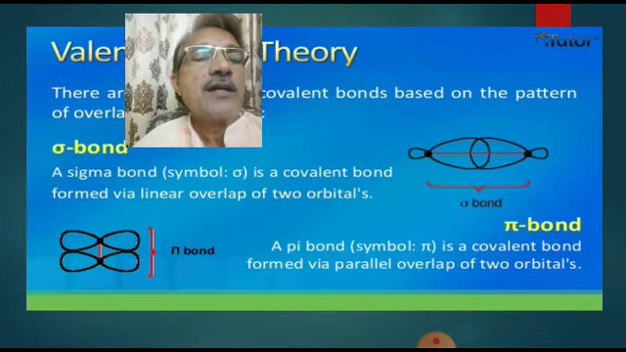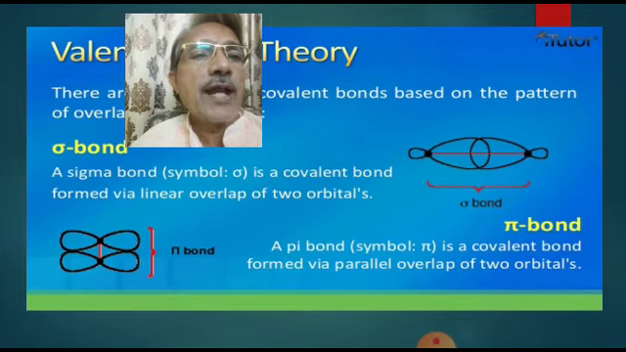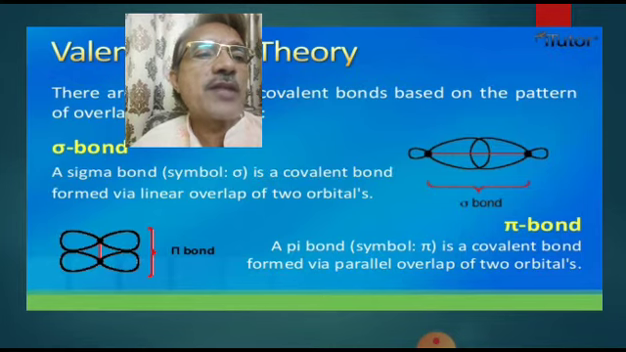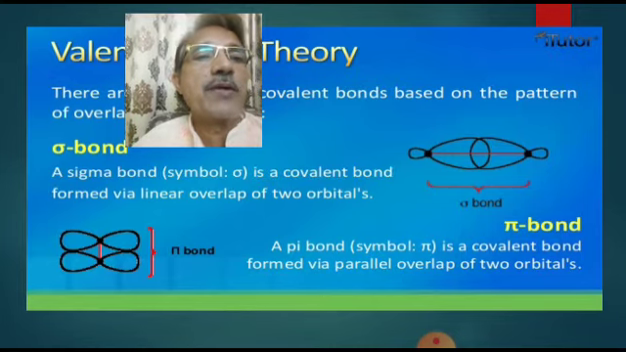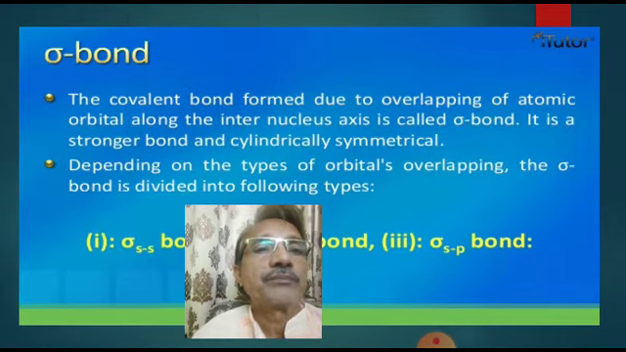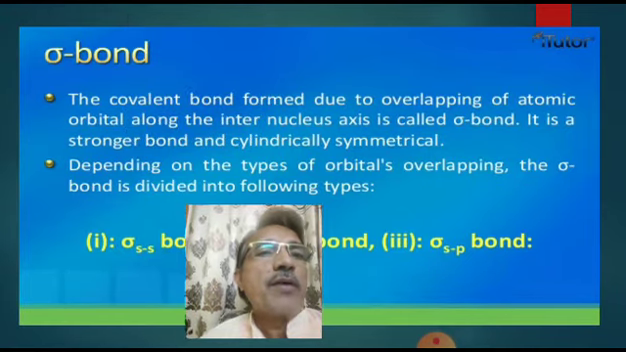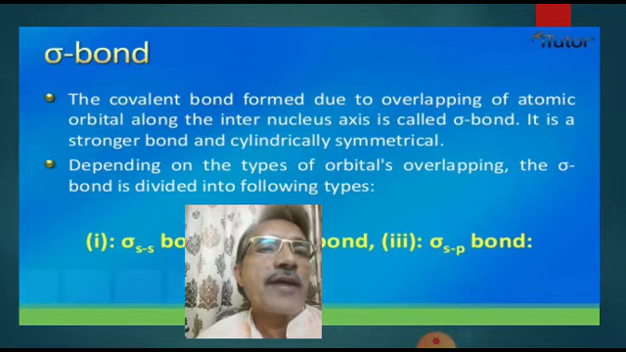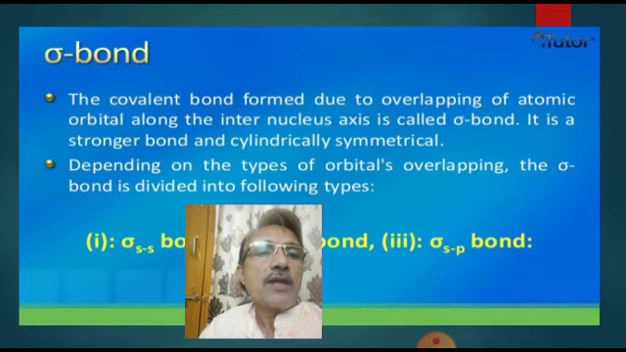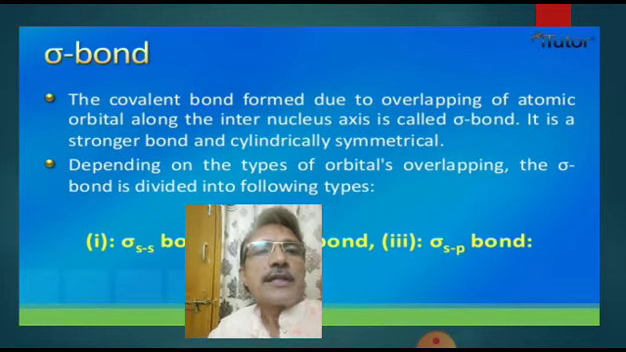It means that linear overlap or end-on-end overlap leads to the formation of sigma bond, which is a strong bond. Sidewise overlap or lateral overlap leads to the formation of a pi bond, which is a weak bond. The covalent bond formed due to overlapping of atomic orbital along the internuclear axis is called a sigma bond. It is a stronger bond and cylindrically symmetrical.